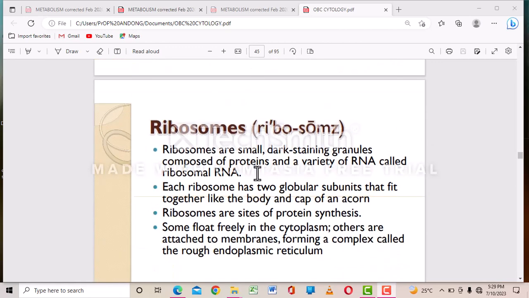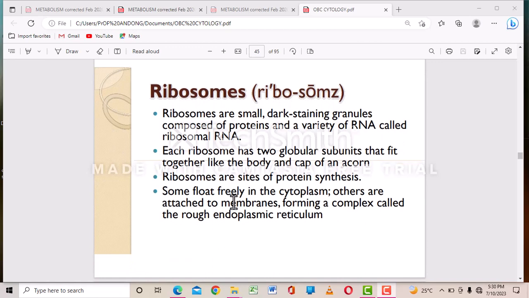Ribosomes. Ribosomes are non-membrane-bound organelles that are formed from basically two components, that is proteins and ribosomal RNA, all derived from the nucleolus of the nucleus. These different components, that is the protein and the ribosomal RNA, are all assembled to form the ribosome in the cytoplasm of the cell. Now, ribosomes are basically made up of two globular subunits, that is the larger subunit and the smaller subunit. Ribosomes are the site for protein synthesis.